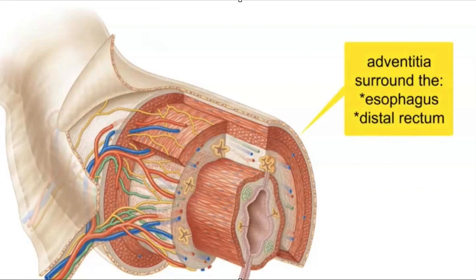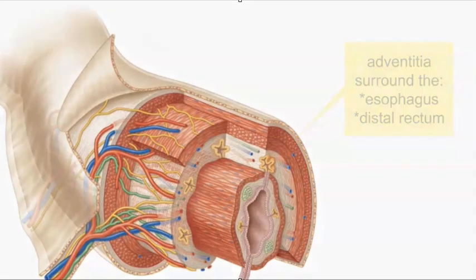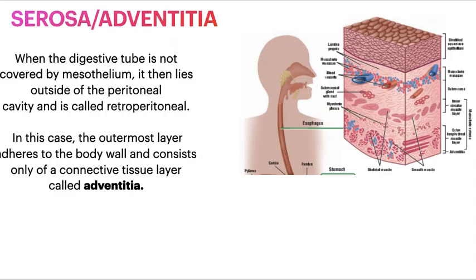Right, so the adventitia will surround the esophagus and the distal rectum. Why? Because they are not completely covered by the peritoneum. Now, when the digestive tube or the pancreas is lying retroperitoneal, not covered by mesothelium at all, then it lies outside of the peritoneal cavity and it is called retroperitoneal. In this case, the outermost layer instead of serosa will be called adventitia, because it is adhered to the body wall and consists of connective tissue.